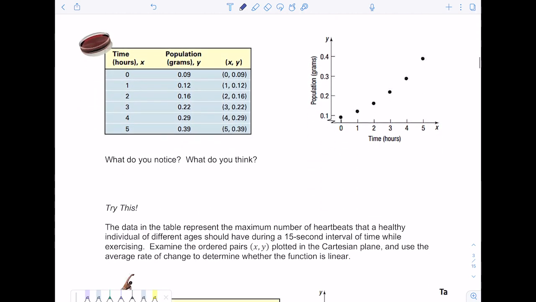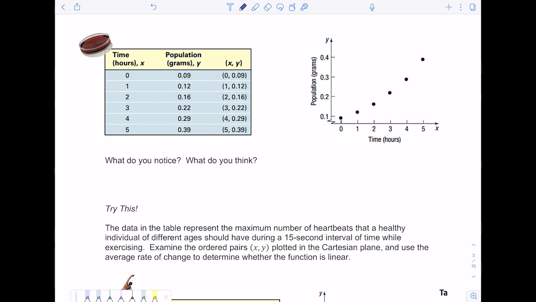So I already have the table drawn for you, and I'm going to look at my x's. Notice that time is increasing by 1 hour, and as time increases by 1 hour, we have population increasing by 0.03, and then 0.04, 0.06, 0.07, and then 0.1. So my change in x is constant, but my change in y is not.